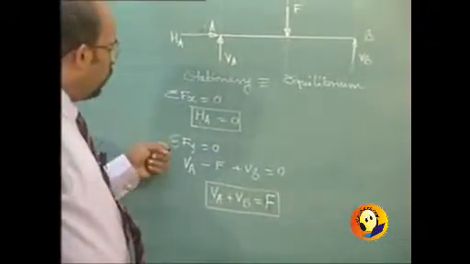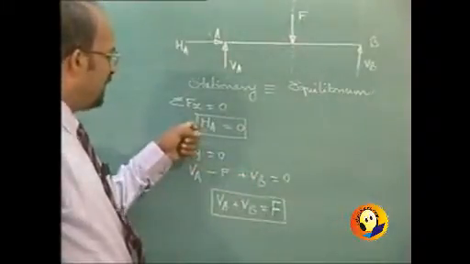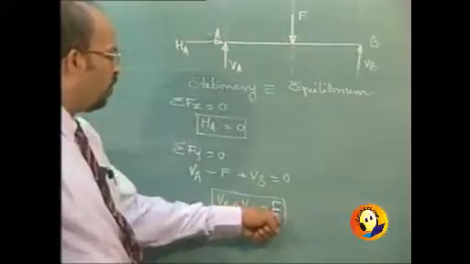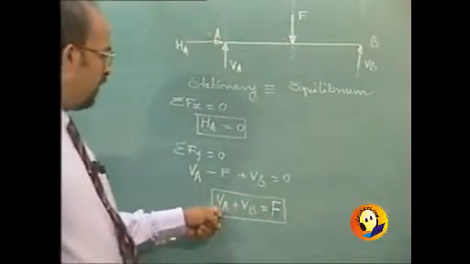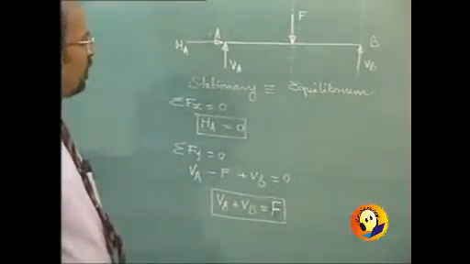We have studied only two equations, and there are three unknowns, VA, VB and HA. HA we have found out, and we have got the equation VA plus VB equal to F. Now to find any of these unknowns, VA and VB, we are required to have one more equation.